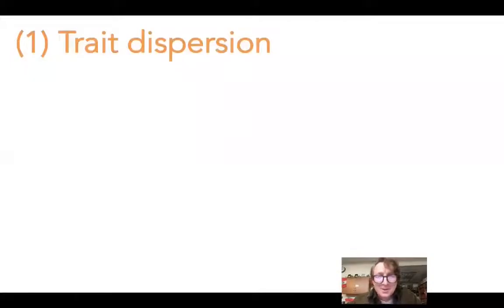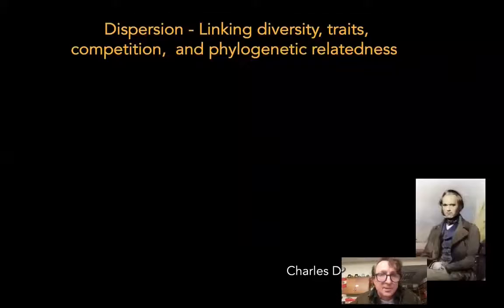Okay, so the first area that I want to highlight is research associated with trait dispersion. Dispersion is a word that indicates how, if you array traits along an axis going from low trait values to high trait values, how clustered or dispersed those traits are along a trait axis. Okay, so we'll give a few examples of this.